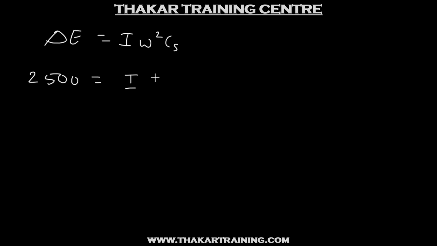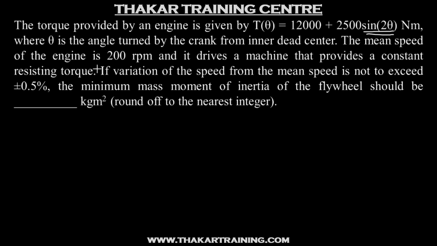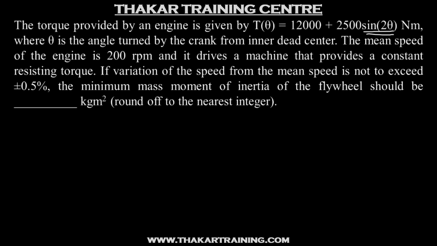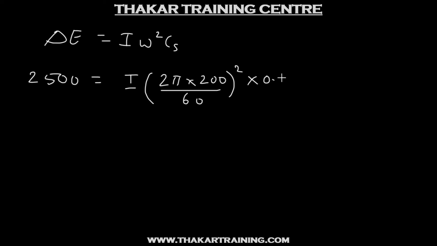And now we can just apply the flywheel formula, that is delta E equal to I omega square Cs, to solve this question. So we have delta E is 2,500, I is the moment of inertia to be found out. Now omega. The question says the mean speed is 200 rpm. So to make it in radians per second, this will be 2 pi into 200 by 60, squared. And the fluctuation of speed given to us is plus minus 0.5%. So that is 1% total. So Cs will be 0.01.